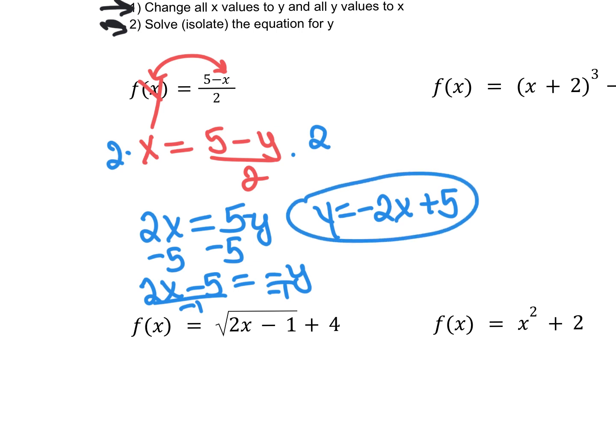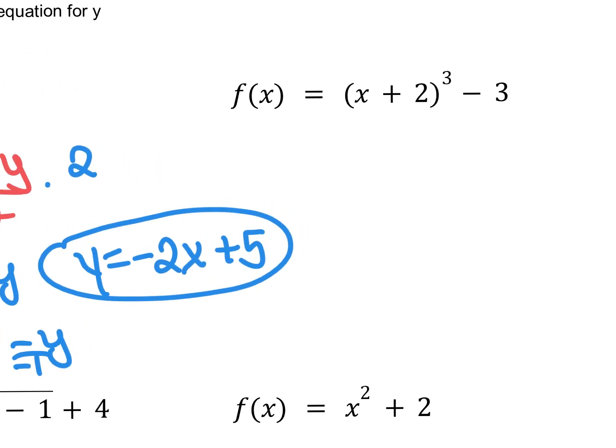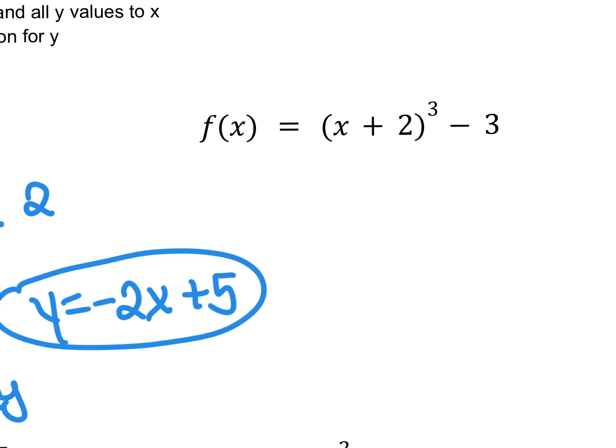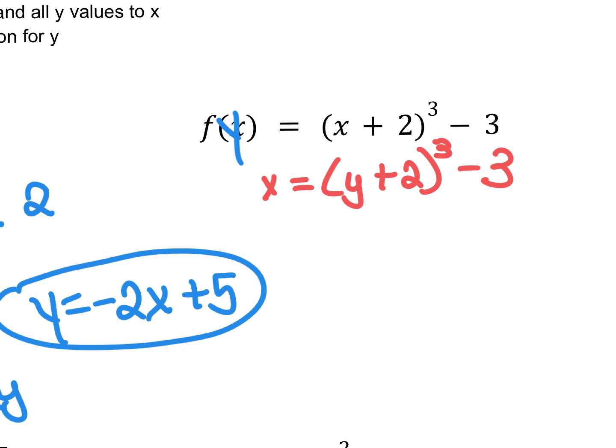Okay, so let's go ahead and look at another one. Over here we've got a cubic function, and again, our f of x is just a fancy y. It's function notation for y. So the first thing we're going to do is flip-flop our x and y. So let's go ahead and do that. So we're going to have x equals y plus 2 to the third power minus 3. Now we're going to do all of our steps, and we're just going to get y all by itself.